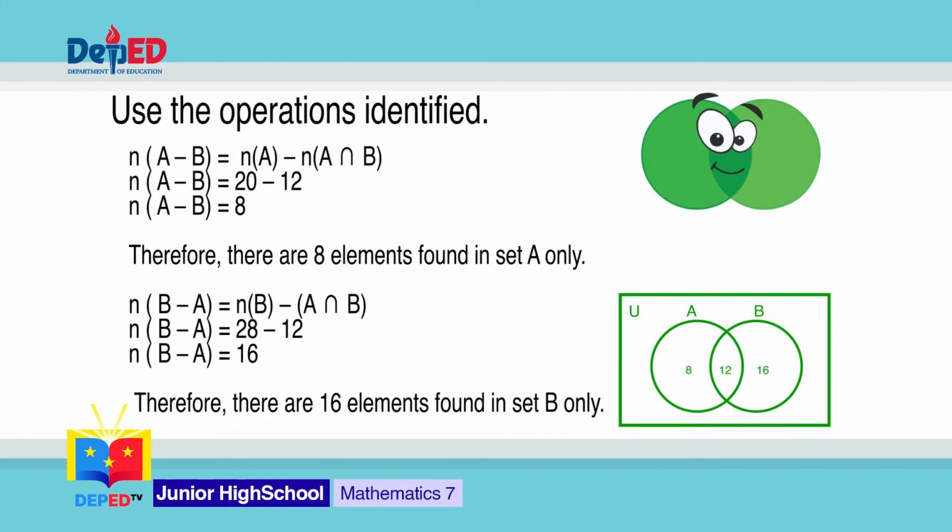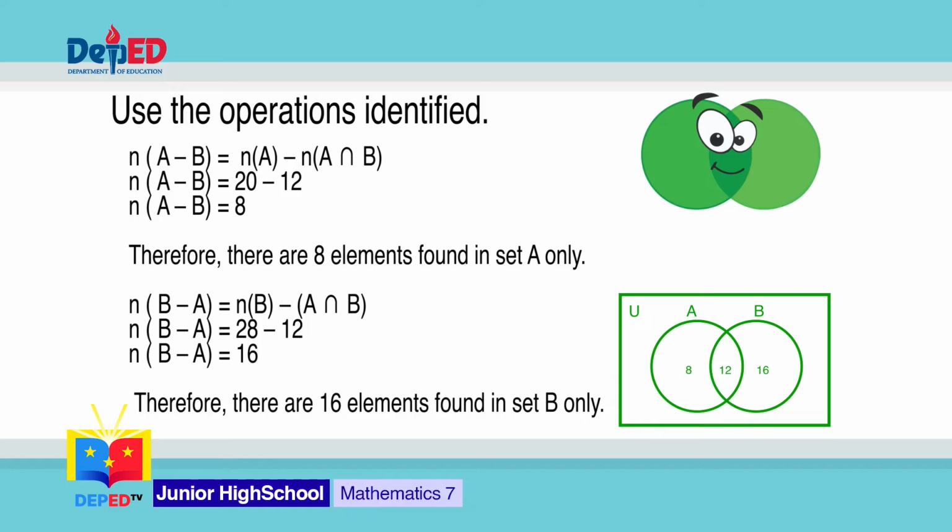To get the cardinality of the set which refers to A only, we need to find the difference of n of A and n of A intersection B. So, n of A minus B is equal to 20 minus 12. Therefore, n of A minus B is equal to 8. Similarly, we can get the cardinality of the set which refers to B only. That is by subtracting this time n of B and the intersection of A and B. This will give us 28 minus 12. And 28 minus 12 is equal to 16. Therefore, n of B minus A is equal to 16.